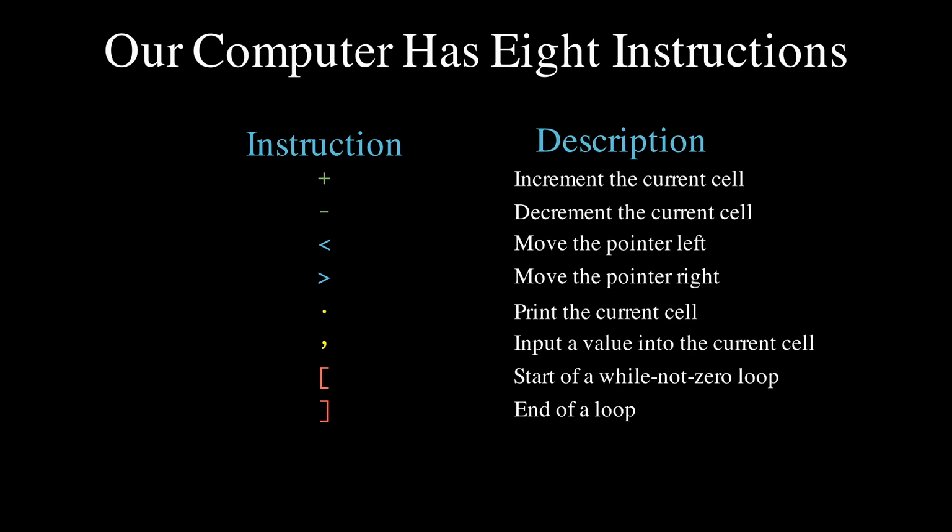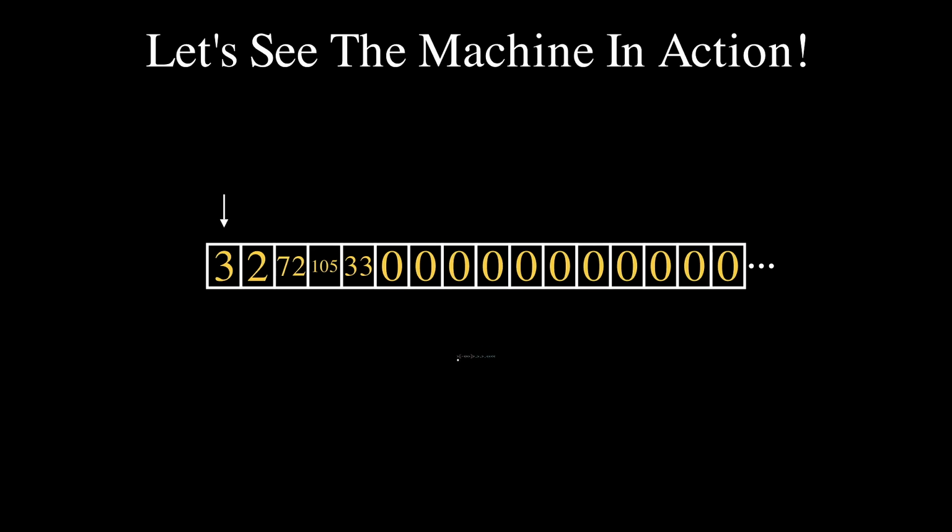A dot tells him to say the current number he's thinking about aloud. A comma tells him to replace the number he's thinking about with the next number that you say. A left square bracket tells him to enter a loop of commands while the number he's thinking about is not 0. And finally, a right square bracket marks the end of that loop. So, let's see what our caveman does with an initial brain state and some commands.